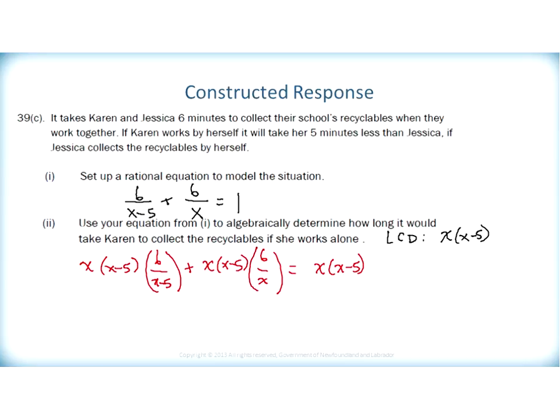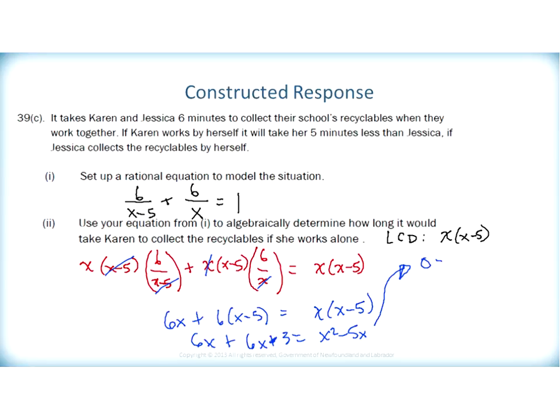When we cancel out the common factors to eliminate the fractions, we'll get 6x plus 6 outside of x subtract 5 equals x outside of x subtract 5. So we'll still get the same equation. We'll have 6x plus 6x subtract 30 equals x squared subtract 5x. Once again, a quadratic, which we can use the quadratic formula to solve, or factoring if possible. 0 will equal x squared subtract 17x plus 30.